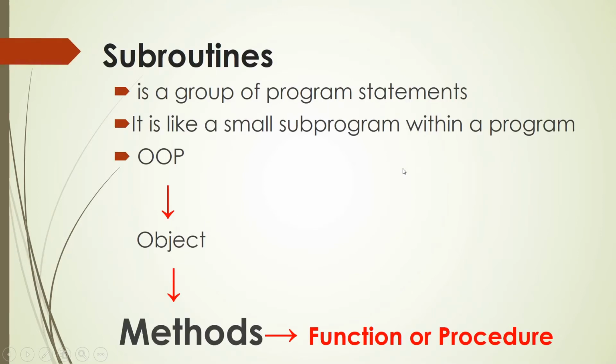So what are subroutines? It is a group of program statements. It's like you're taking a big program and subdividing or breaking it up into smaller subprograms. In object-oriented programming, a subroutine belongs to an object, and that object we call methods. And a method can either be a function or a procedure.